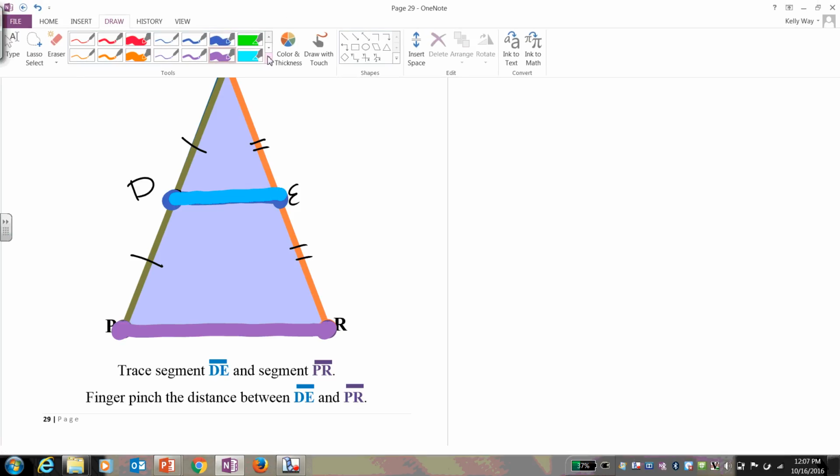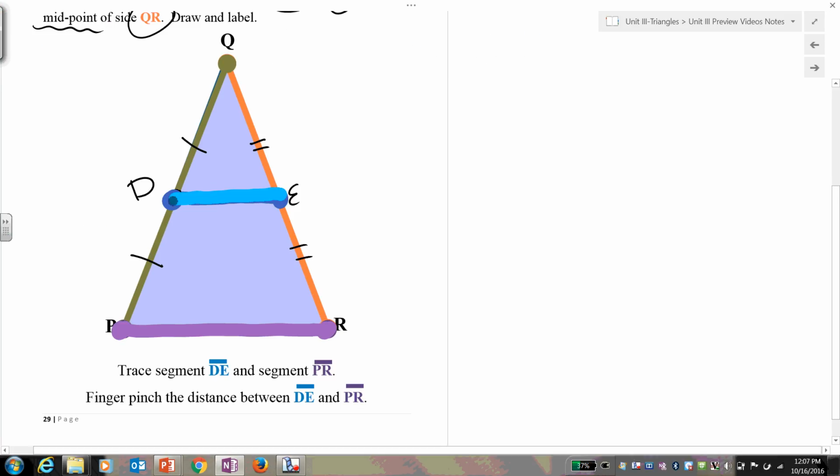Now I want you to finger pinch them. In other words, start by putting your fingers right there at D and E. Now hold that distance and compare it to PR. And ask yourself, what is that relationship? There is a relationship there. In fact, there's two of them. Why don't you guess what those two relationships are? There's two things going on here.